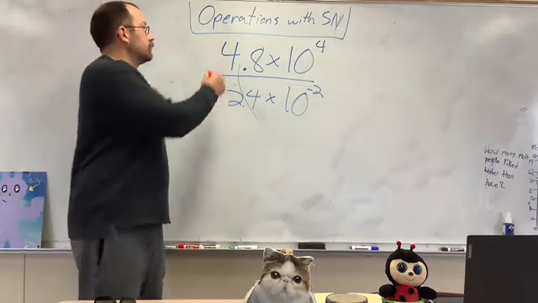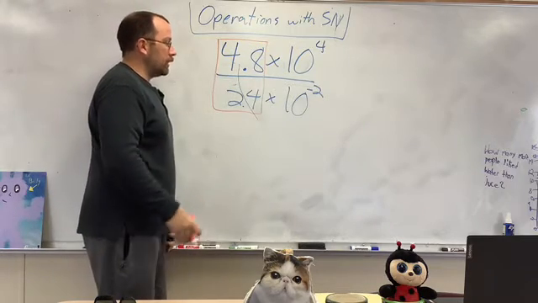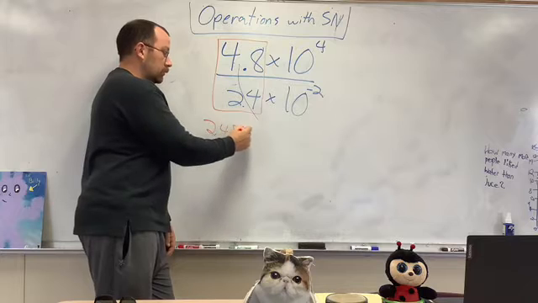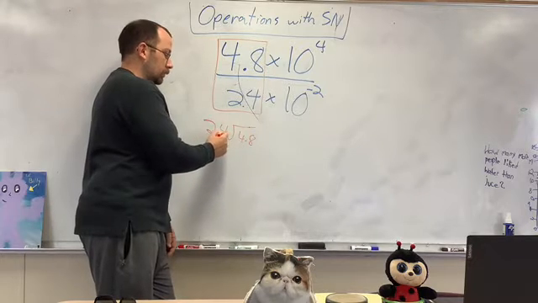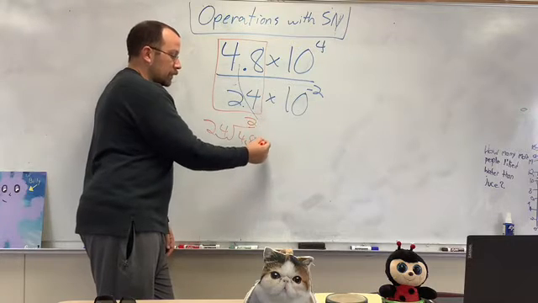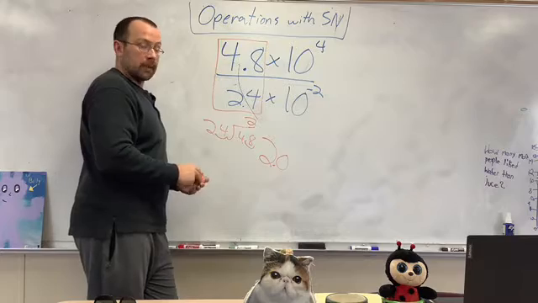Alright, our last example. So we take the 4.8 and we divide it by 2.4. Move the decimal, move the decimal. 24 divided by 8 is 2. So this gives us 2. I'm going to put 2.0 just because I like the way it looks better.